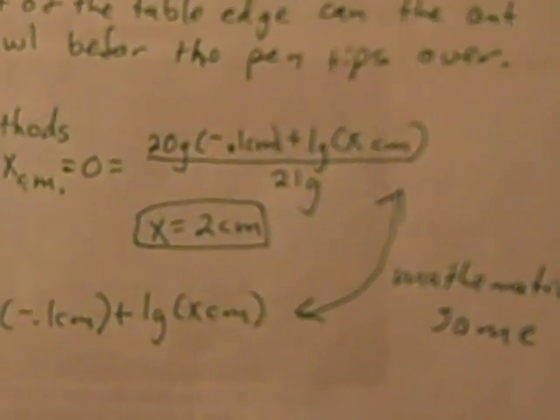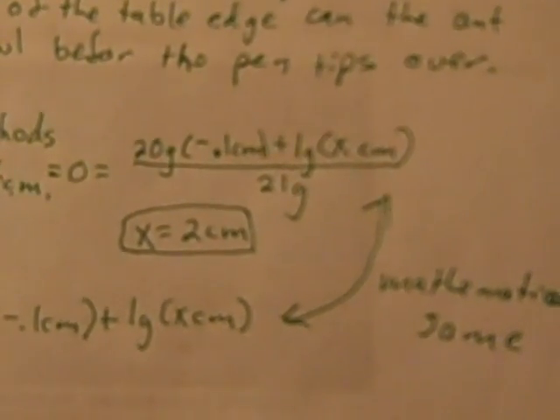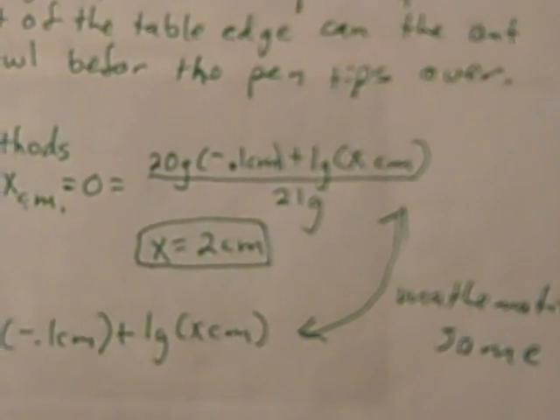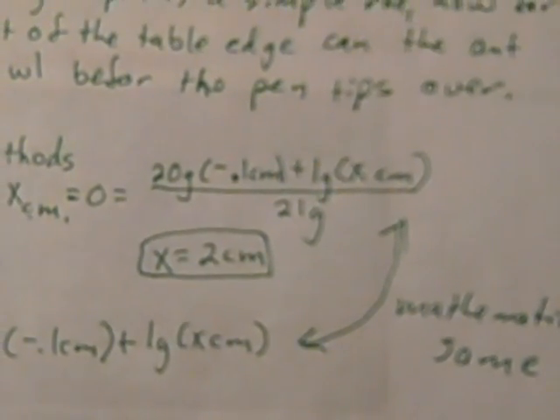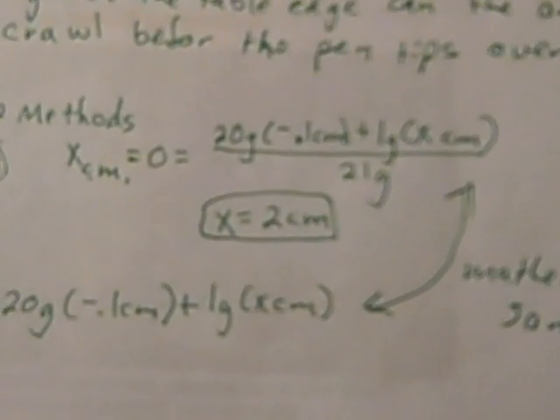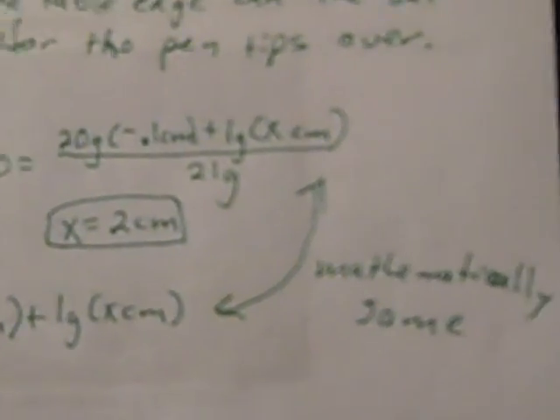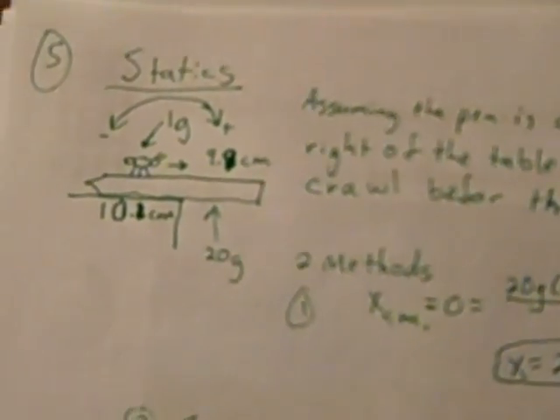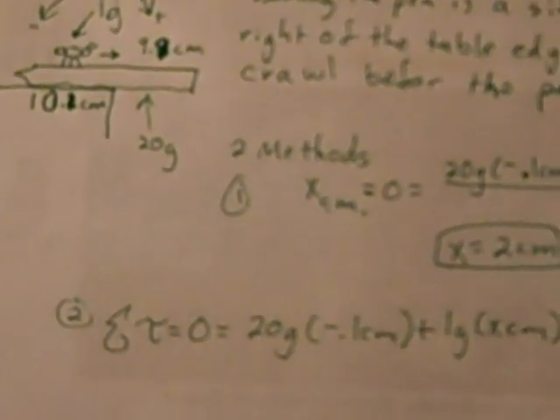You can see that I can just cancel the 21 grams on the bottom there in the center of mass equation because the whole thing is equal to 0. If I multiplied both sides by 21 grams, I would just recover the sum of torques equation. Mathematically the same. This is a pretty easy statics problem, pretty straightforward.